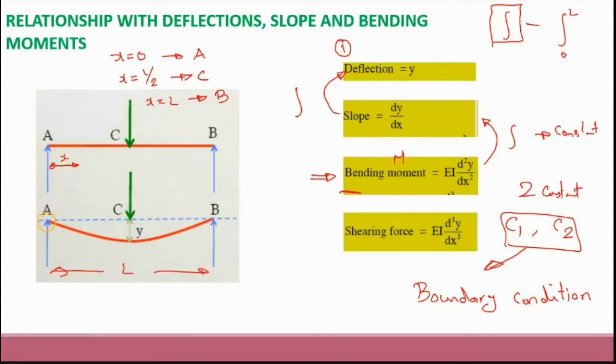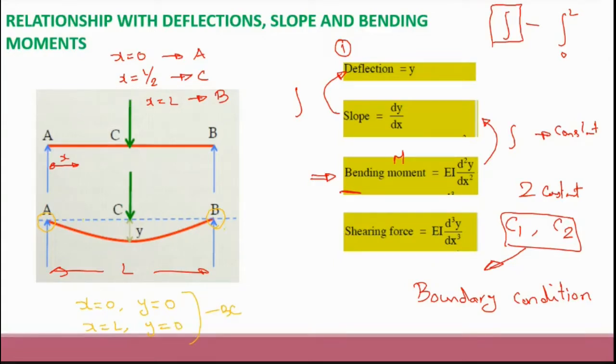Sir, so you don't have deflection at point A. Similarly, at B, do you have any deflection? No. So there is no deflection at point A or at point B. So I will call this a boundary condition. What is this boundary condition? When x is equal to 0, my y is 0. When x is L, my y is 0. This is your boundary condition.